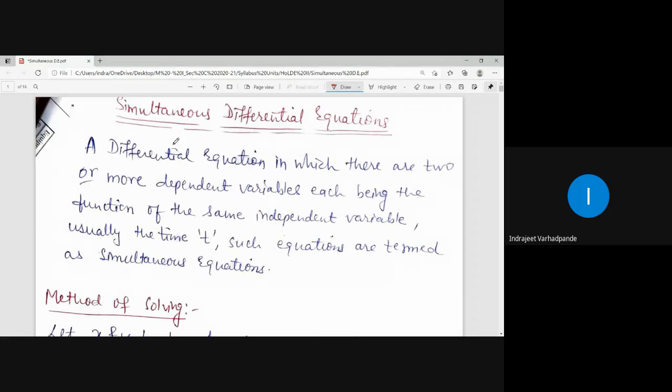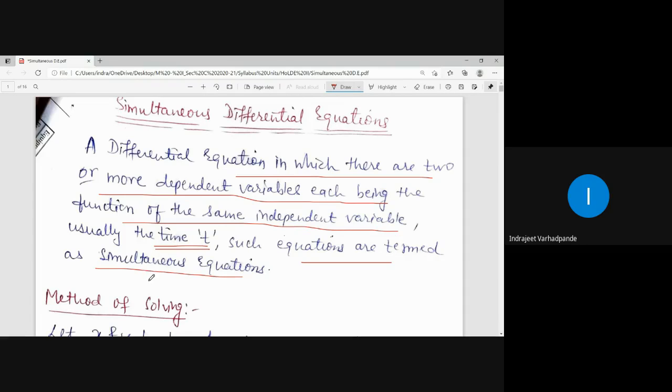Today's topic of discussion is simultaneous differential equations. A differential equation in which there are two or more dependent variables, each being a function of the same independent variable, usually the parameter t or time t, such equations are termed as simultaneous equations. Simultaneous equations is a familiar word to you all.